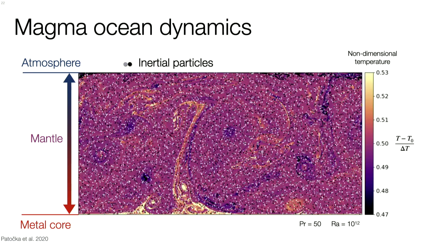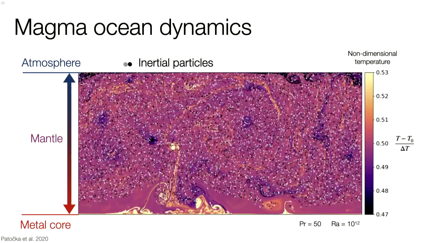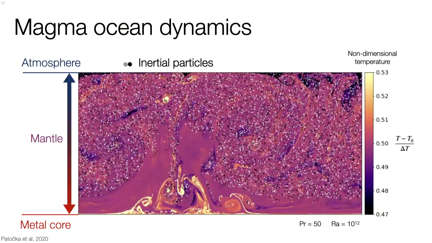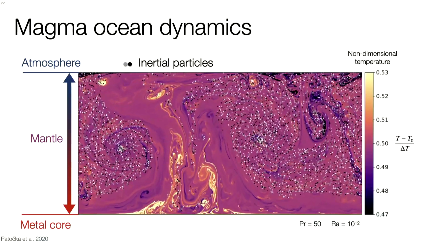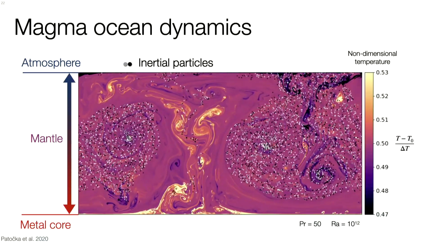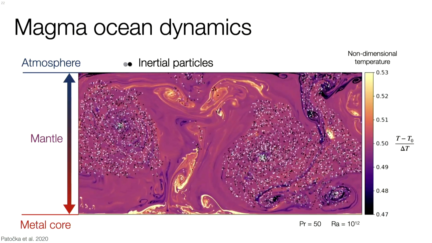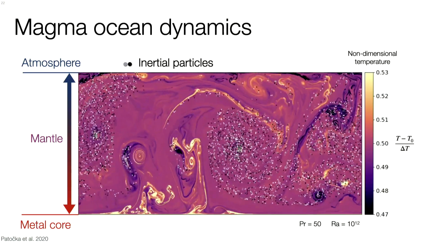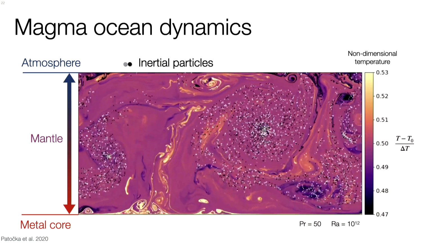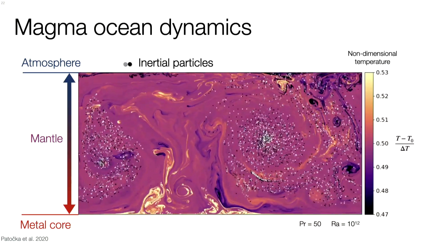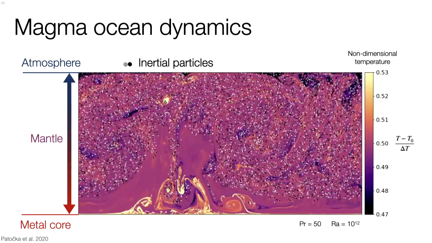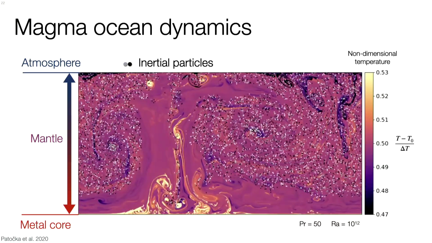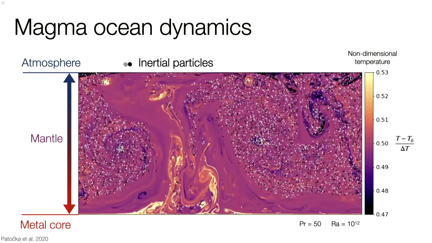To illustrate how vigorously dynamic these systems are, this here is a fluid dynamical simulation of the terrestrial magma ocean. So this is the metal core at the bottom, the atmosphere at the top. The mantle is in the middle, and what you see is convection in the magma itself. Now this is for a Rayleigh number of 10 to the 12, and this is at minimum 16 orders of magnitude below the actual Rayleigh number of the magma ocean of the Earth, and even lower, like the magma ocean Rayleigh numbers in super-Earths, for instance, will be much higher than that.